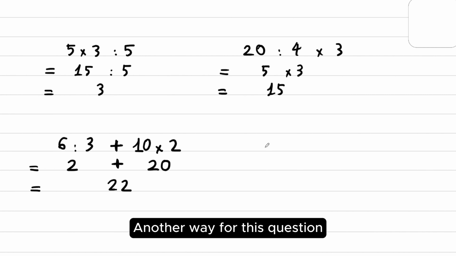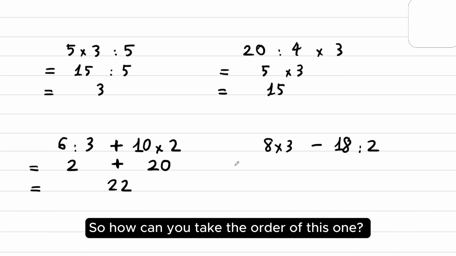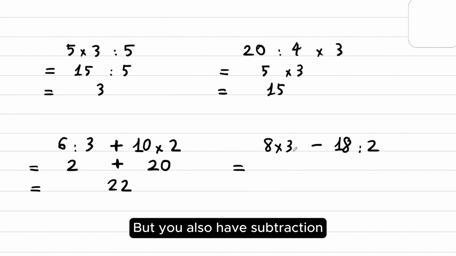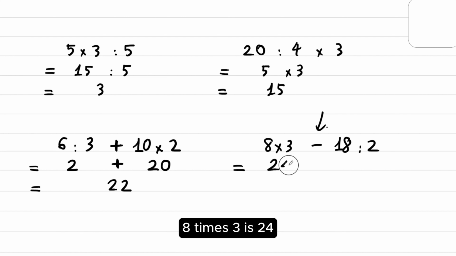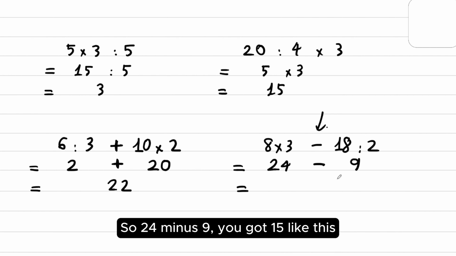Another question: 8 times 3 minus 18 divided by 2. Okay, so how can you take the order of this one? For this one, you have multiplication and you have division, but you also have subtraction. Multiplication and division first. 8 times 3, 24. 18 divided by 2, 9. About subtraction, it is here. So 24 minus 9, you get 15 like this.